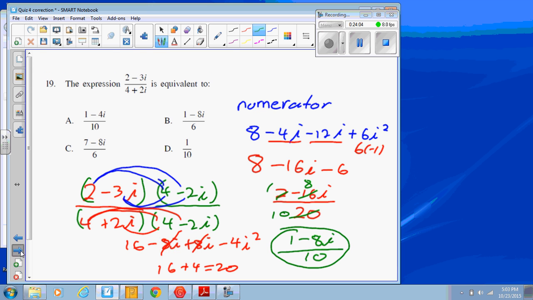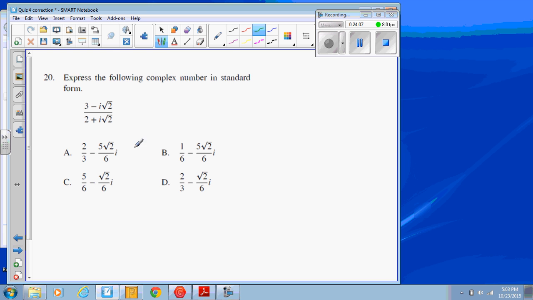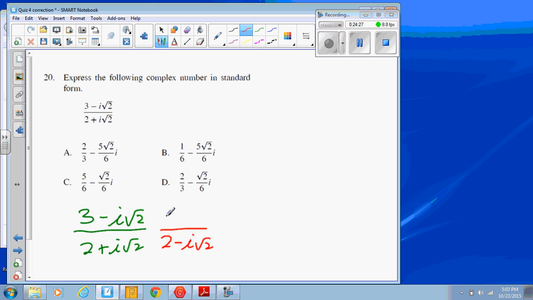The last problem was quite difficult. Some of the answers were hard to see on the answers sheet. There were some complaints about that. Also, it's quite a confusing problem. 3 minus i square root of 2 over 2 plus i square root of 2. So I multiply top and bottom by the conjugate of the denominator, 2 minus i square root of 2. You have to be really careful when we're doing these multiplications, because these i's and square roots can be quite confusing. So first I'm going to just take care of the numerator.